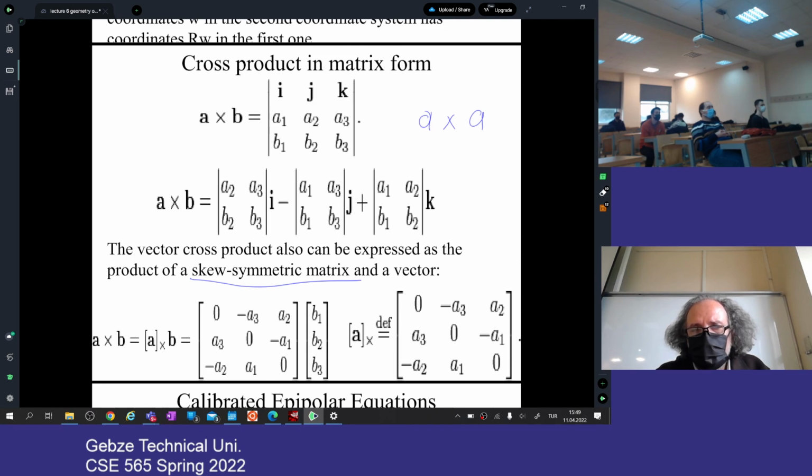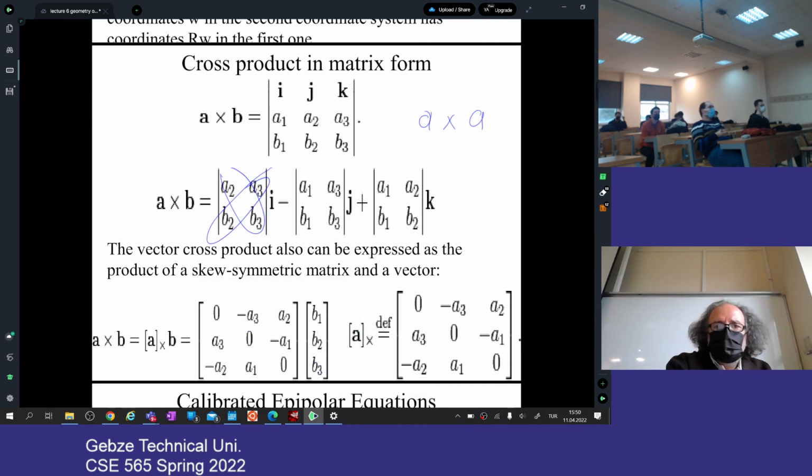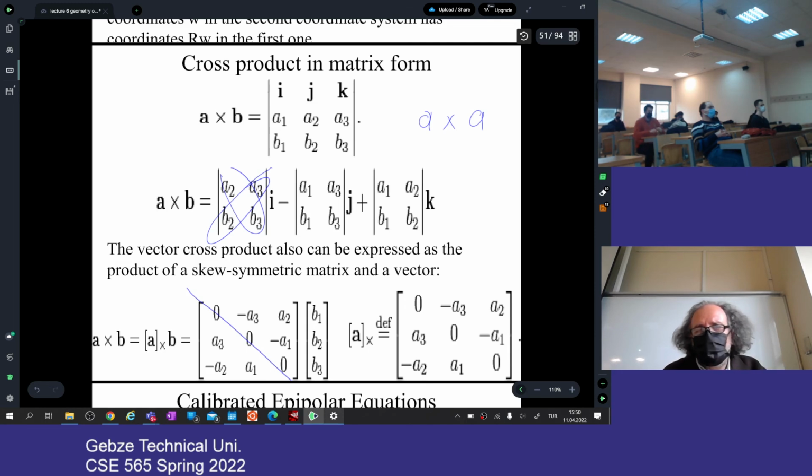So this is what would be, okay, 0 times B1 minus A3 times B2, A2 times B3, that will be your first component. So these two multiply, so A2 B3 minus A3 B2, see, I get the first component. And do the second line and the third line. See that we have this skew symmetric matrix, okay. It is symmetric around here, but it is not perfectly symmetric. Why? Because A3, A3, A2, A2, A1, A1, but minus, minus, minus here. That's called skew symmetric matrix.